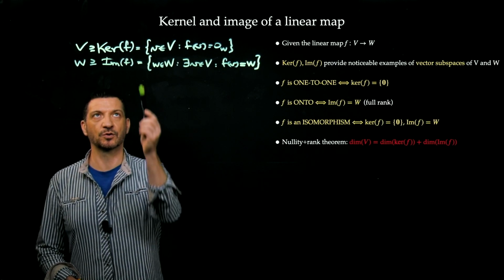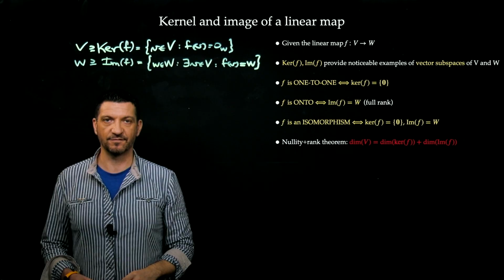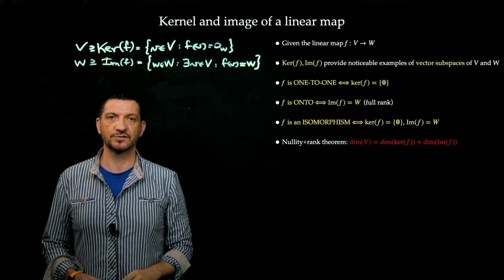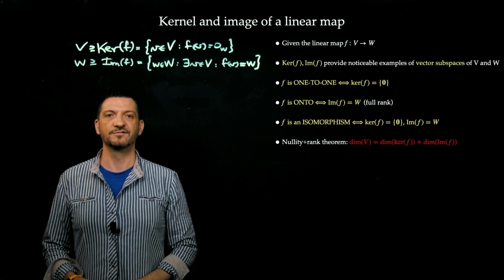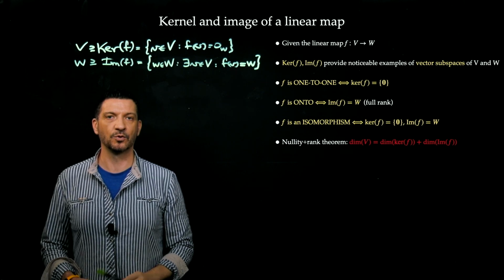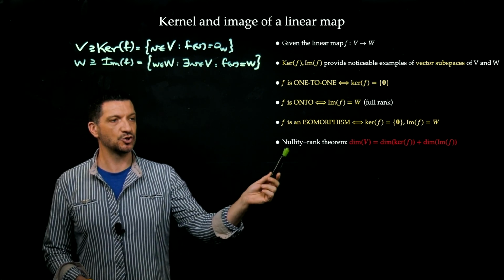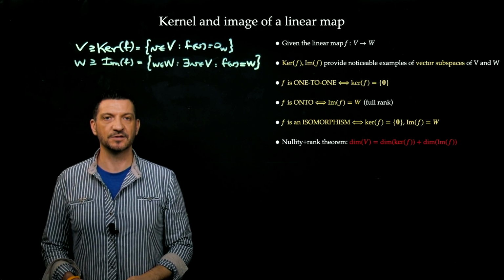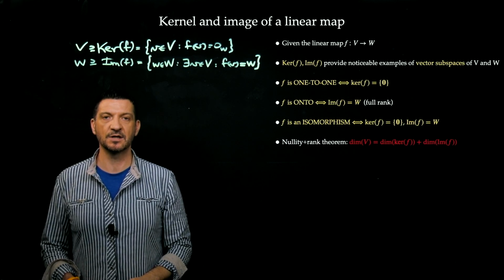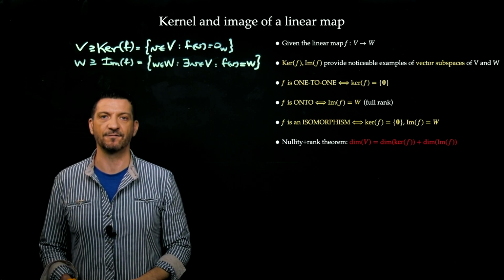The dimension of the kernel is called the nullity of F, and the dimension of the image is called the rank of F. These dimensions intervene in the very important nullity plus rank theorem, which states that the dimension of the vector space V is equal to the sum of the nullity and the rank of the linear map F.